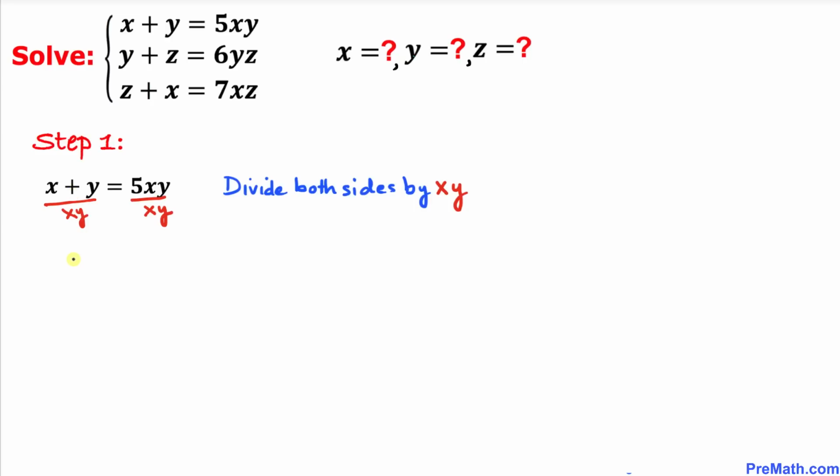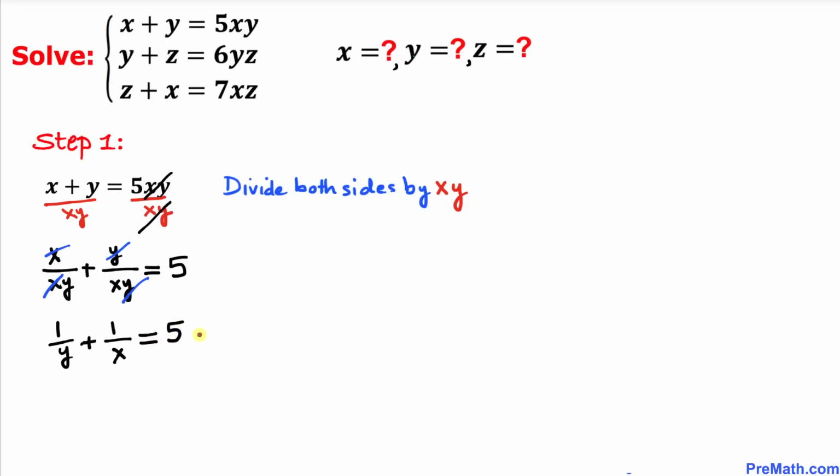And here we can split them up. I can write this as x divided by xy plus y divided by xy equals, on this side, xy and xy are gone. So we ended up with simply 5. And on the left hand side, this x is gone with this x, y is gone with this y. So this equation is going to become 1 divided by y plus 1 divided by x equal to 5. Let me go ahead and call this our equation number 1.